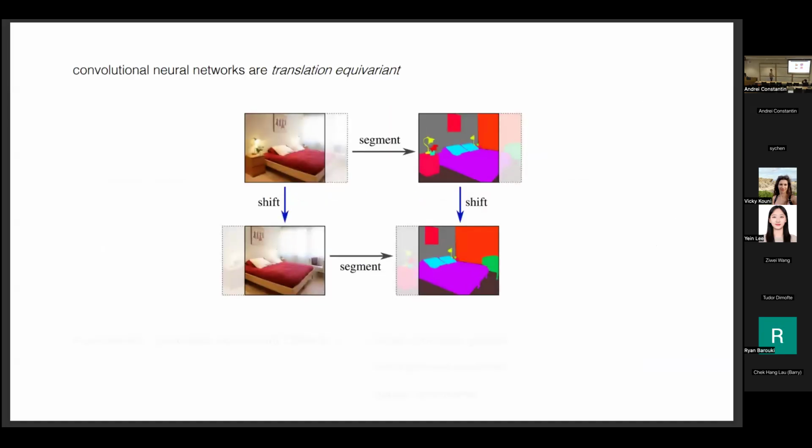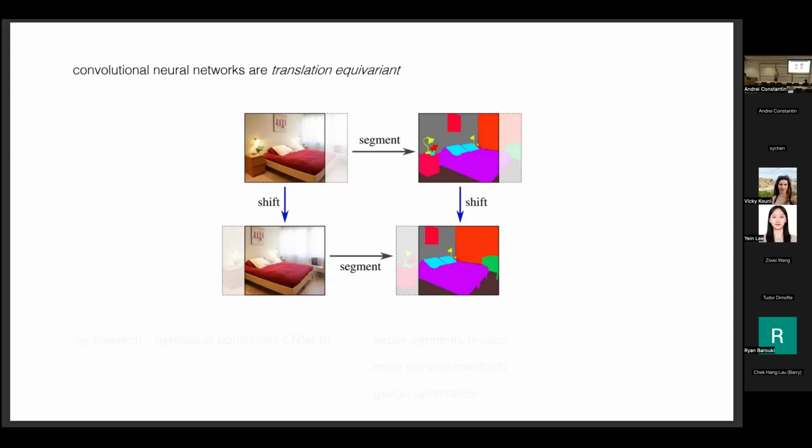And the probably best known example of such an architecture are convolutional networks, since as you know, they commute with translations. So if you have such an image segmentation network and you take your input image and shift it, then your output segmentation mask shifts accordingly.